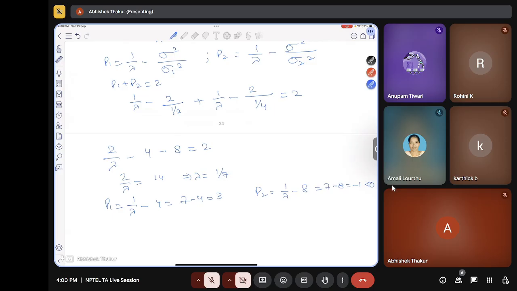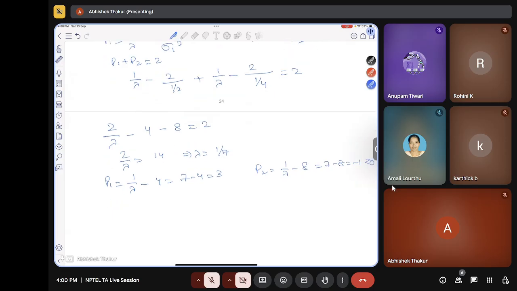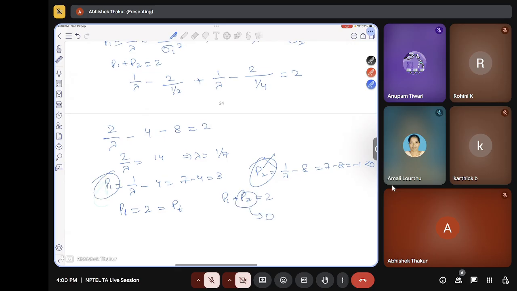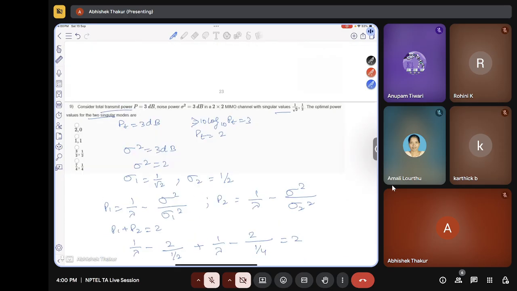So again this is 0. So now what we will do? We will remove P2 and do with only P1. So only there is one power, so P1 is equal to 2, that is equal to PT. Okay, because P1 plus P2 is equal to 2, and if P2 is 0, then obviously P1 will be 2. So the optimal power values are 2 comma 0. So option A is the correct answer for this question.